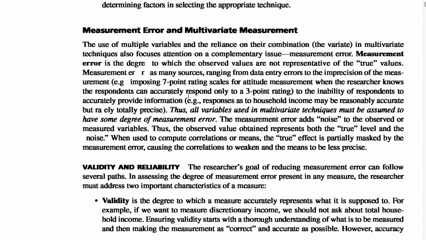Thus all variables used in multivariate techniques must be assumed to have some degree of measurement error. Measurement error adds noise to the observed or measured variable, so the observed value obtained represents both the true level and the noise. When used to compute correlations or means, the true effect is partially masked by the measurement error, causing the correlations to weaken and the means to be less precise.